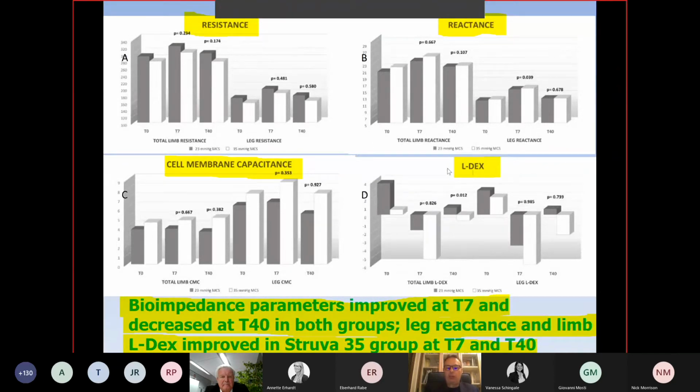To make it short, using higher compression, such as the Struva 35 millimeter, you had an improvement of reactance and limb LDEX, both at 7 days and at 40 days. But what was interesting was that all the parameters, let's say resistance, that is fluid, and reactance, that is tissue, significantly improved at 7 days after the operation, and they decreased at 40 days in both groups. So that means that without stockings, you can somehow deteriorate the improvements that you get with Struva 23 or Struva 35.